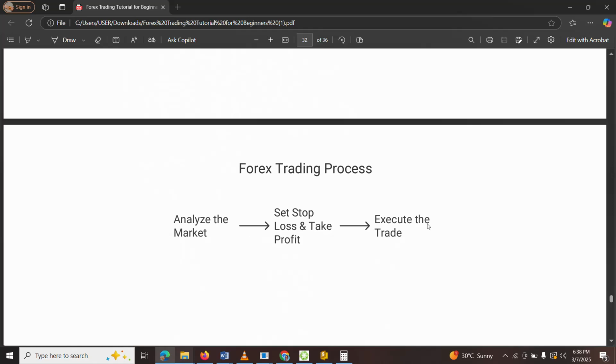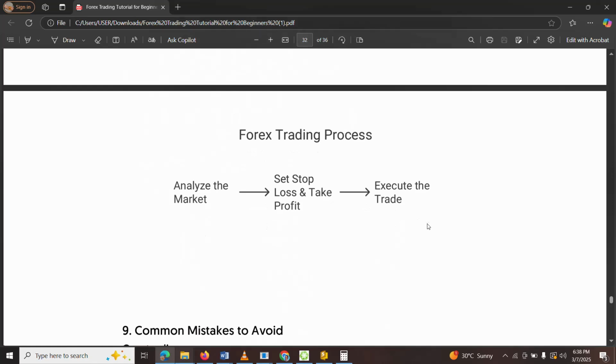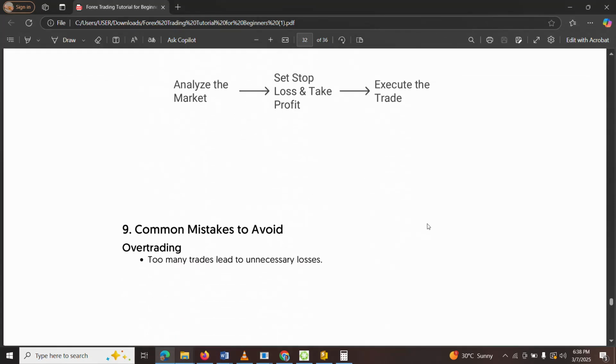This is just to elaborate on that. The forex trading process: you analyze the market, you set stop losses and take profit, then you execute the trade.